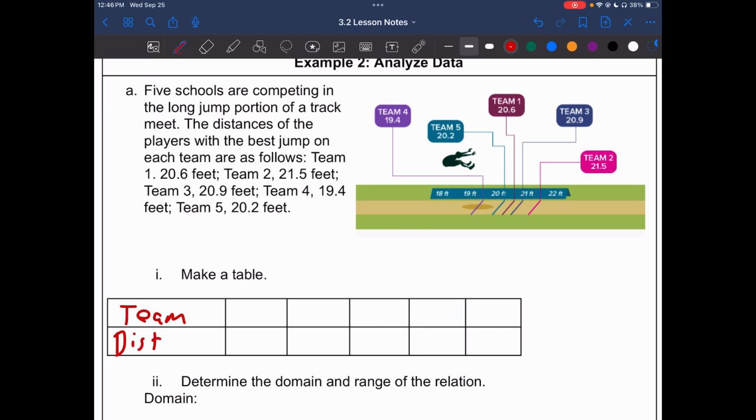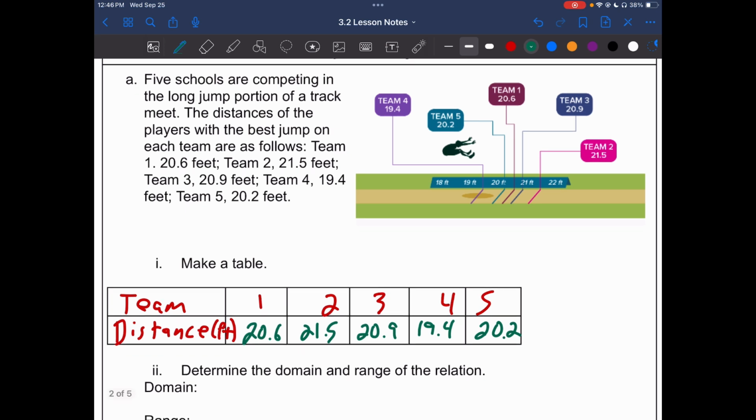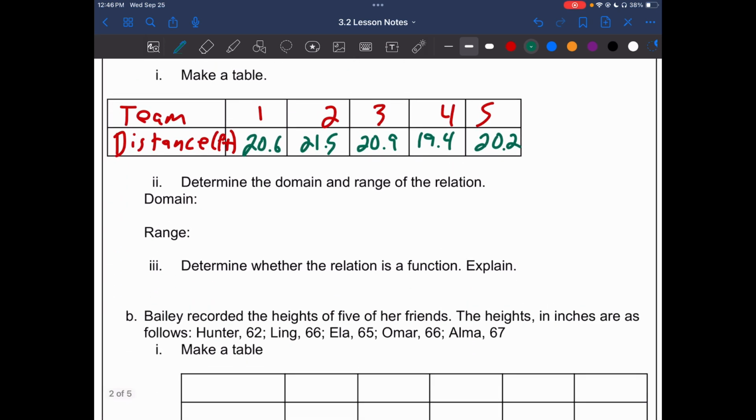We're going to fill in the table. Our top line is going to be our team numbers. So we have 1, 2, 3, 4, and 5. Our bottom line is our distances. So 20.6, we have 21.5, we have 20.9, we have 19.4, and we have 20.2. So now we're going to determine the domain and range. Our domain is going to be our x values. So that's going to be 1, 2, 3, 4, 5. We write them, we just separate them by a comma. Our range is our y values, it's our distances.